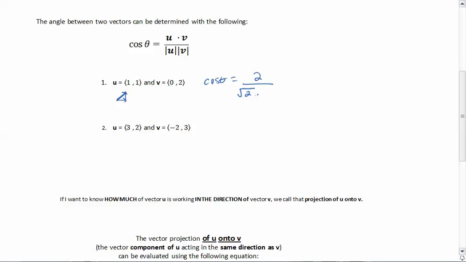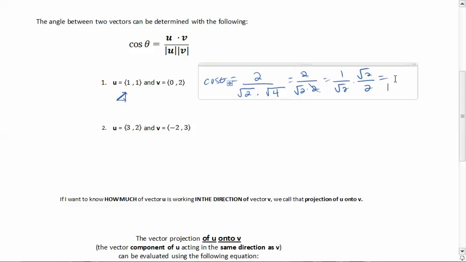And on vector v, we have the square root of 0 squared, which is 0, plus 2 squared, which is 4. So we have the square root of 4. We could rewrite that as 2. So we get 2 over the square root of 2 times 2. The 2's cancel out. We have 1 over the square root of 2, which is the same as the square root of 2 over 2. Hopefully this looks familiar to you. You should know what this angle is.